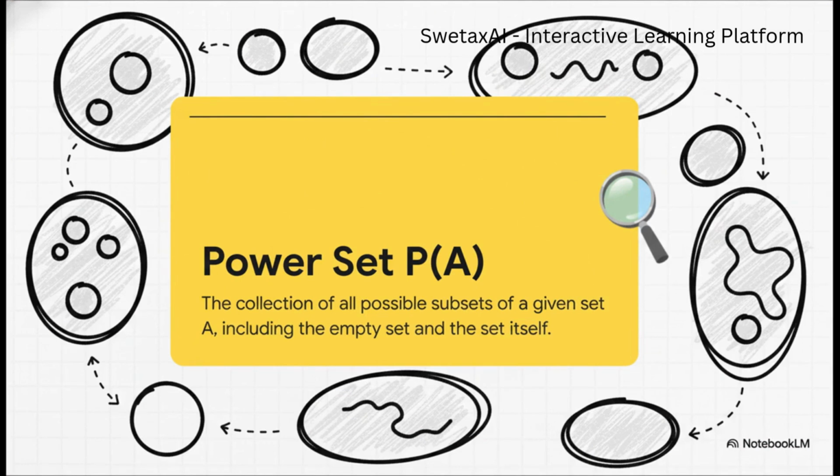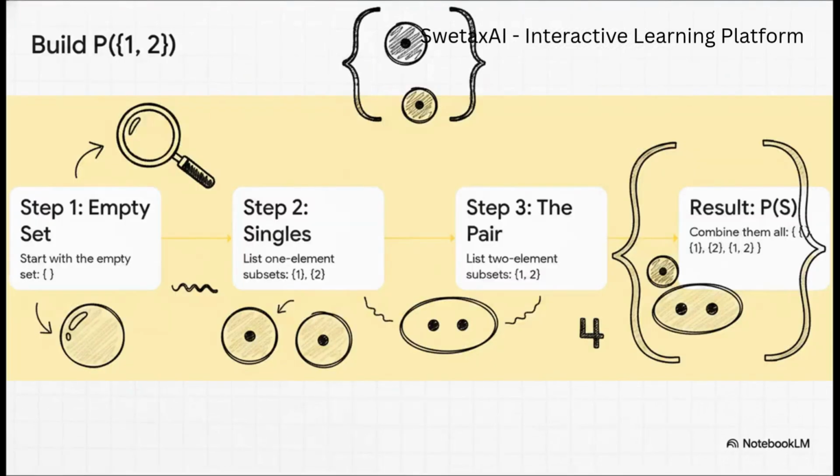And you have to remember, this collection always includes two special cases, the totally empty set and the original set itself. Don't forget those two. Let's just build one from scratch so you can see it. Let's say our set is just 1, 2.